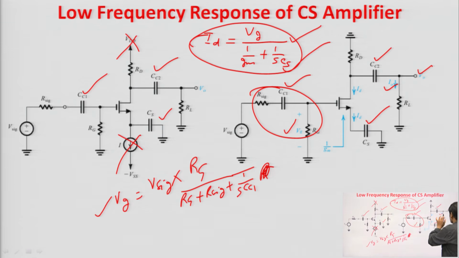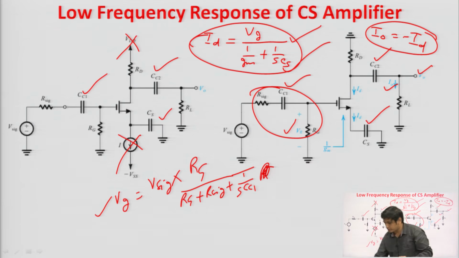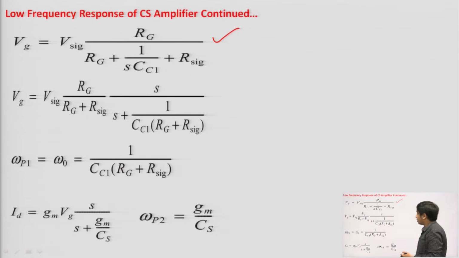Now, here we will use the current division rule to calculate I naught. This I naught is basically minus of ID, so we can calculate it with the help of the current division rule. In the current division rule, what happens? Opposite branch upon total. This is the process that I have described. Now, you just have to do the calculation and calculate the corner frequencies.